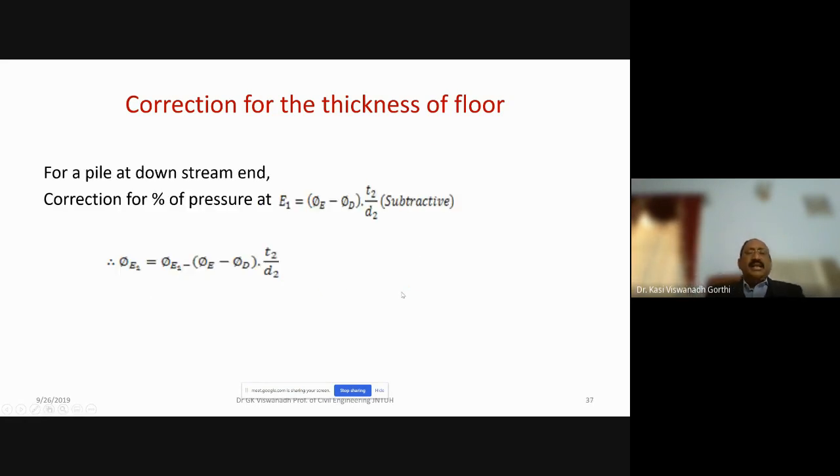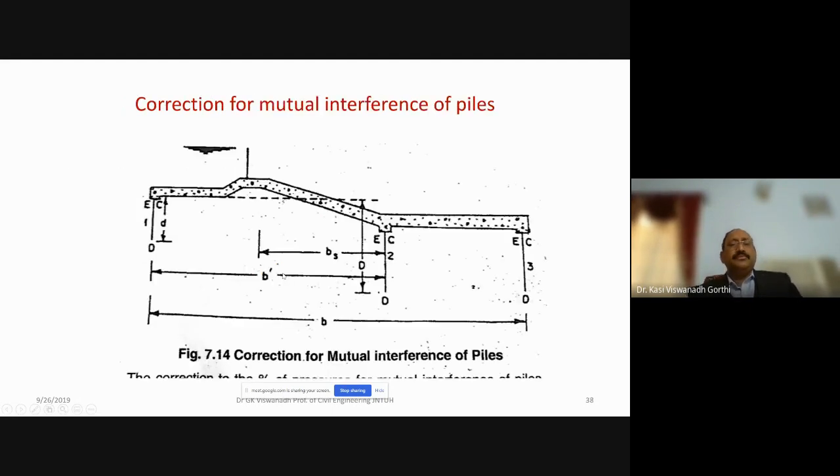So for a pile at the downstream end, the correction for the floor thickness would be like 5E1 will be equal to 5E1 minus 5E minus 5D into T2 by D2.